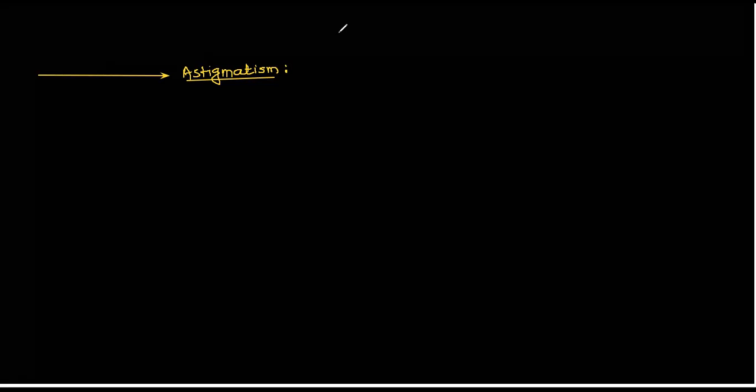Next, astigmatism. One more defect is there. Let's see that also. Why is astigmatism occurring? The eye has a cornea, and the cornea has unequal curvature in different directions. Because of that, astigmatism occurs.